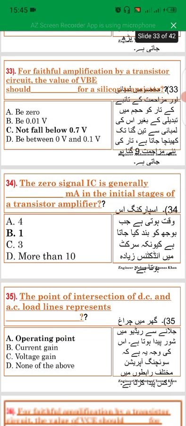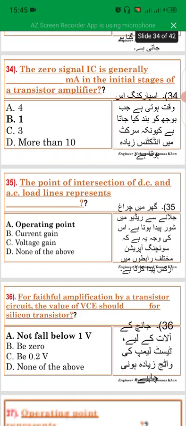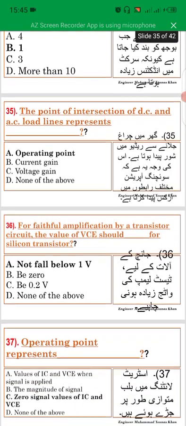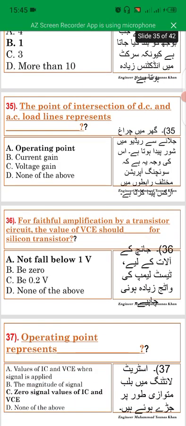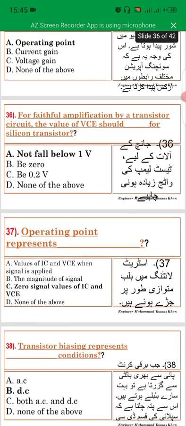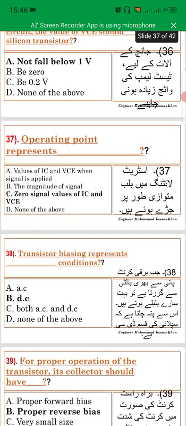For the faithful amplification by a transistor circuit, the value of VBE should not fall below 0.7 volt for silicon transistor. The zero signal IC is generally 1 milliampere in the initial stage of a transistor amplifier. The point of intersection of DC and AC load line represents operating point. For faithful amplification, the value of VCE should not fall below 1 volt for silicon transistor.